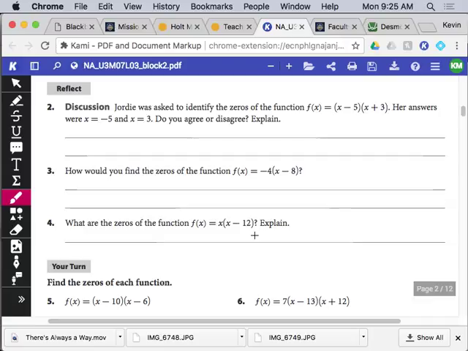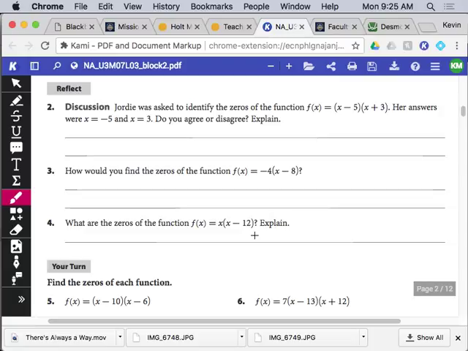Reflect. Discussion. Jordy was asked to identify the zeros of the function f of x equals x minus 5 times x plus 3. Her answers were x equals negative 5 and x equals positive 3. Do you agree or disagree? Explain. Raise your hand if you agree with her that she got the right answer. Raise your hand if you disagree. Okay, good. So you disagree. Gabriella, why did you disagree?